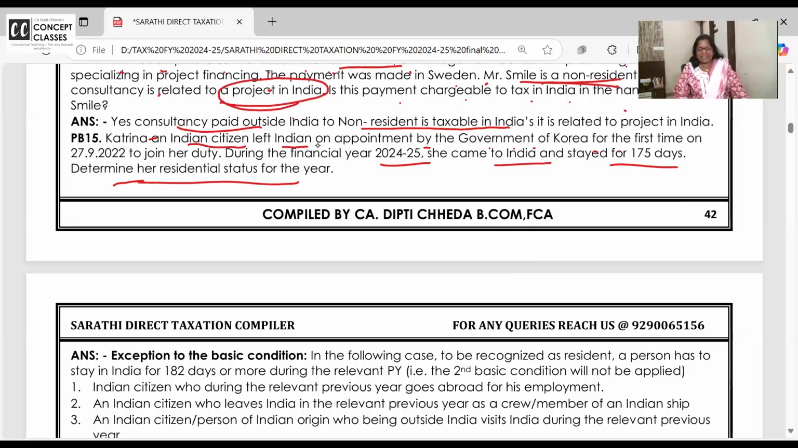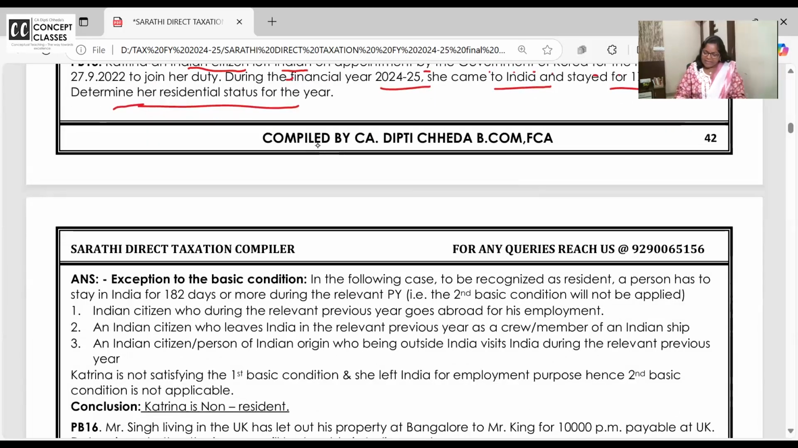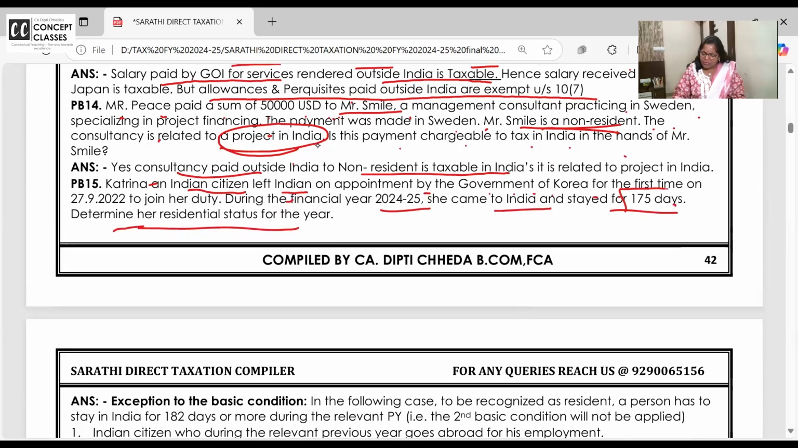Okay, determine the residential status. This is an offbeat question, but it's good to have a change like this in between. She is an Indian citizen, now working for the government of Korea. So, an Indian citizen staying abroad, coming to India. She is there in India for 175 days.